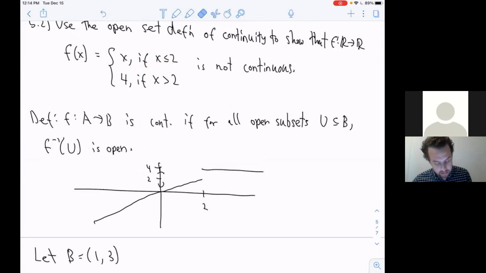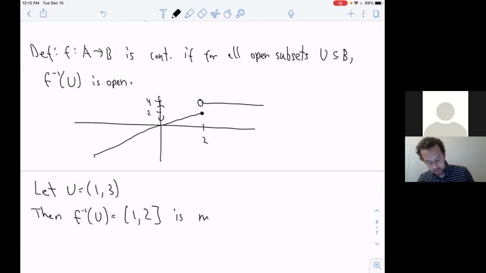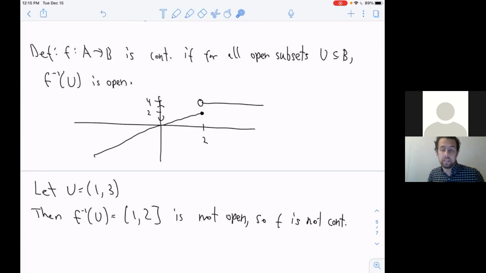This one should be open and this should be closed. Okay, then, sorry, this is U. Then F inverse of U is all of the points that map into that set, which are just the interval from 1 up to 2, including 2 but not including 1. So this is not open. So then F is not continuous. Okay. So this is how it works.